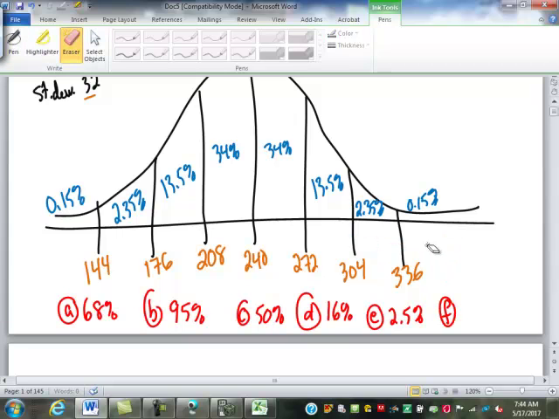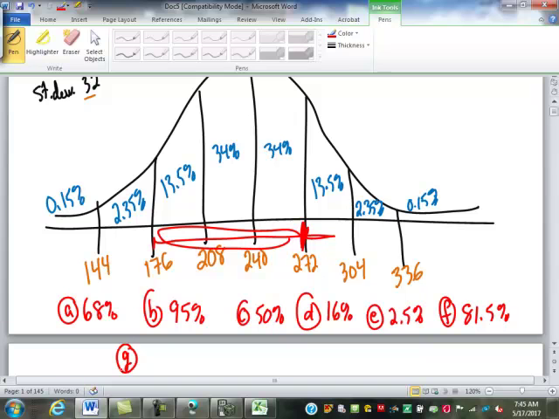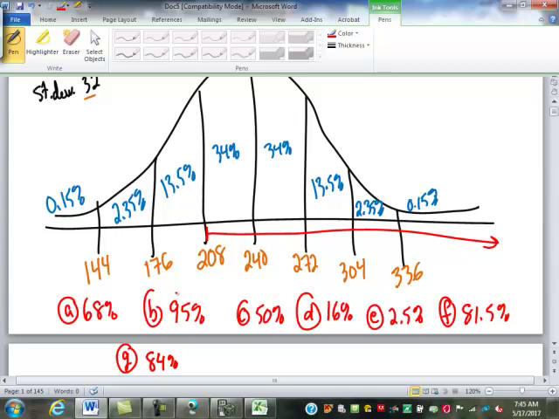F, between 176 and 272. Well, here's 176. Here is 272 right here. So we're looking at that range. If I add those up, that looks to be 81.5. G, more than 208. Here's 208. More than's going this way. Those add up to 84. And finally H, less than 304. Here's 304. Less than goes this way. That should add up to 97.5%.